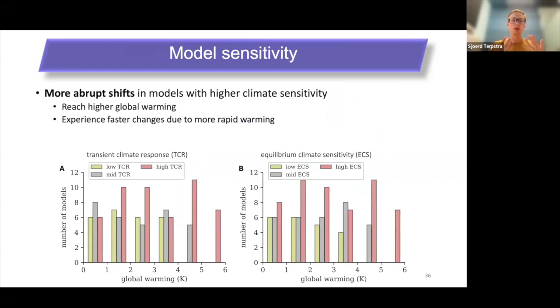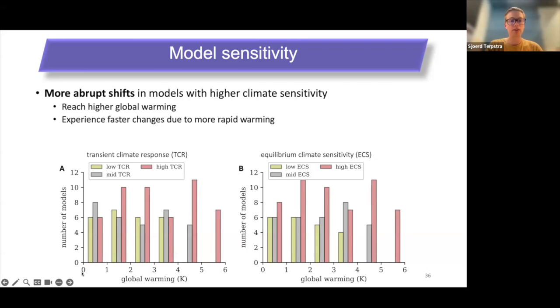Finally, a little bit more about this model sensitivity, which I mentioned a few times already. One finding is that we find more of these large-scale abrupt shifts in models with higher climate sensitivity. Climate sensitivity here means how much models warm for a given CO2 input. For this, there are two measures: transient climate response and equilibrium climate sensitivity. The transient climate response is a measure of the same scenario that we're using, the 1% CO2, so it says how much you warm after 70 years of increasing CO2. While equilibrium climate sensitivity says what your equilibrium climate state would be if we double the CO2. But they are very similar measures.